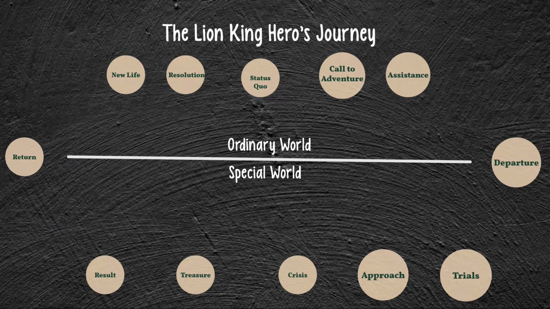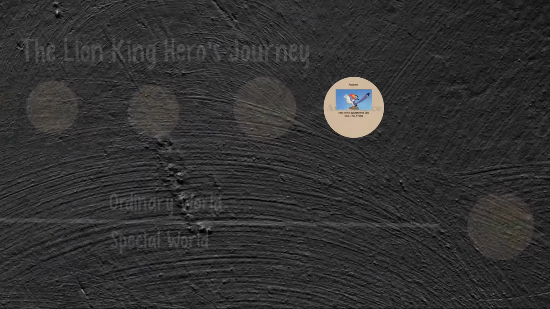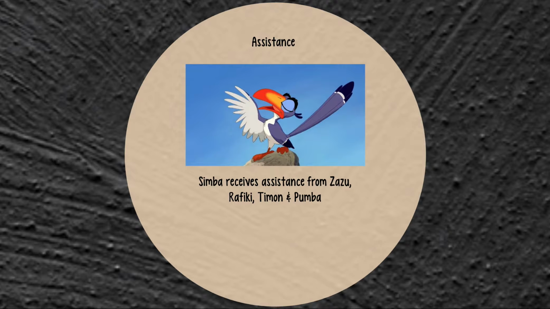We then, throughout the movie, have some assistants. His main assistant in the beginning of the movie is Zazu, this bird guy right here. But as the story goes along, he also receives assistance from Rafiki, the monkey, well, the baboon, and Timon and Pumbaa, who he meets later.